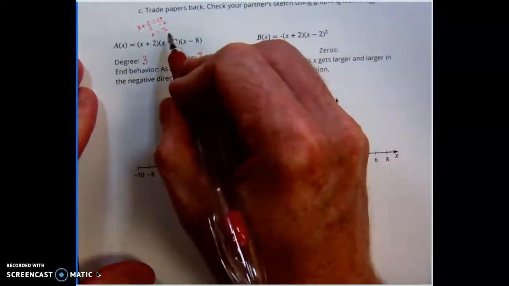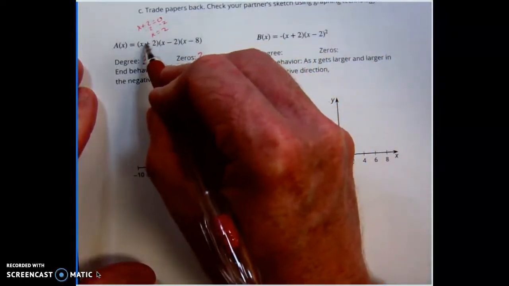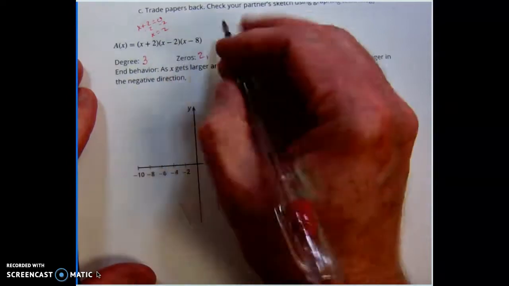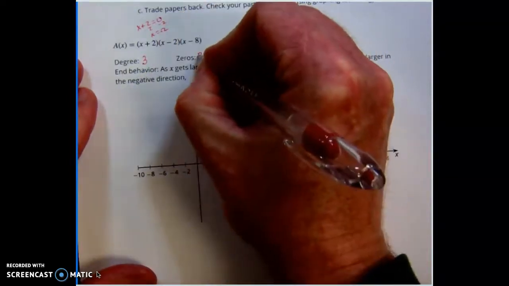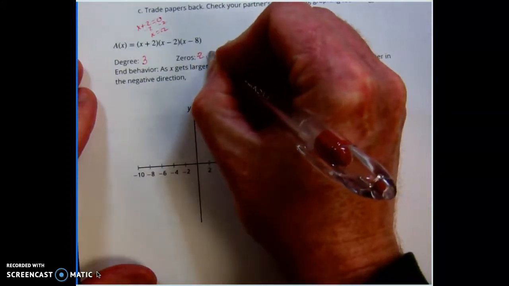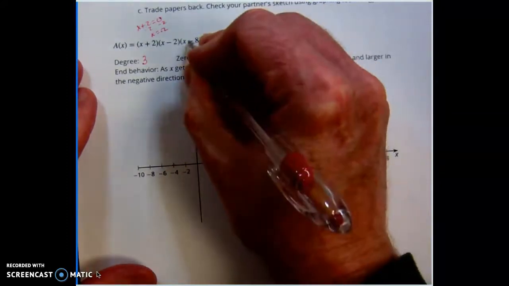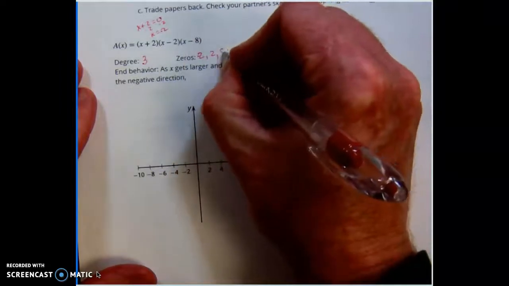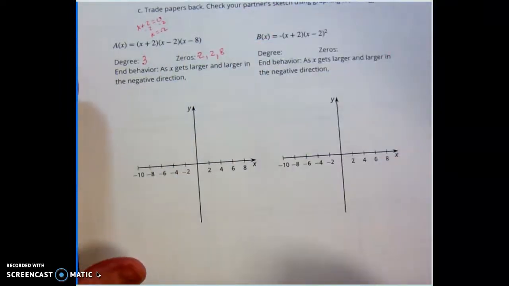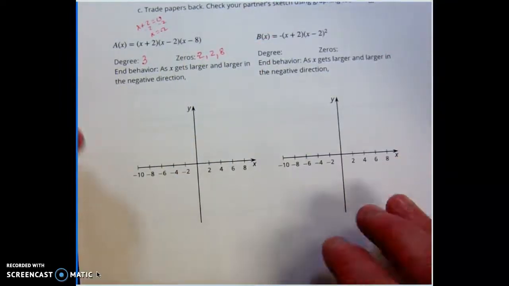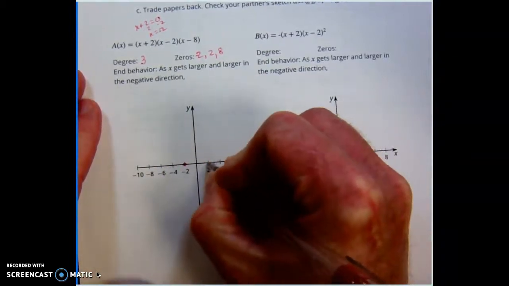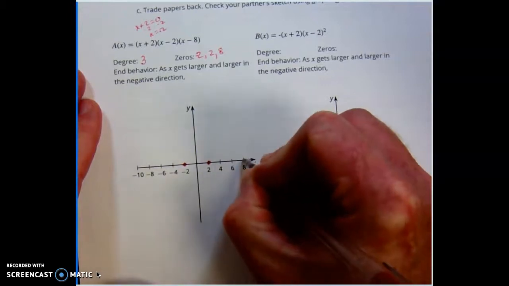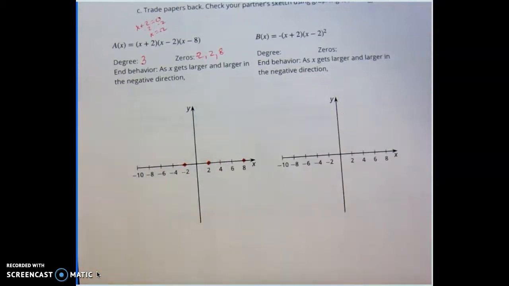Now, in essence, all it's doing is flipping the sign. So this first one would be a -2. The middle one would be a +2. And the last one would be a +8. So that's where I tend to start. I'm going to go right onto my graph. So I got -2, +2, and +8. Those are key places on the graph.